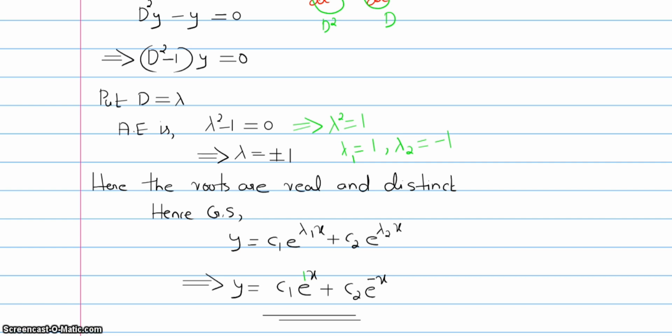The solution is y equal to c1 e raised to x plus c2 e raised to minus x. It is the solution of the given differential equation y double dash minus y equal to 0. This is the procedure.